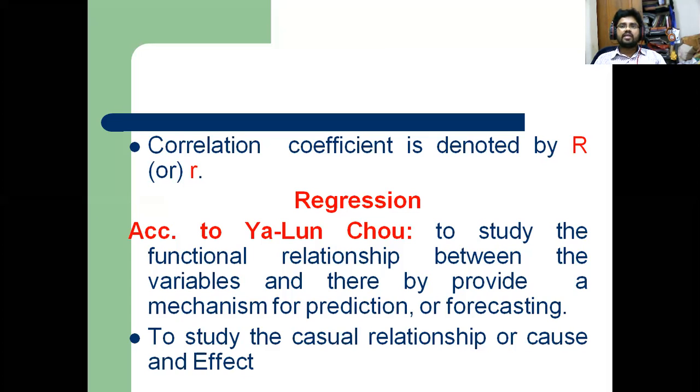So that is a small introduction to correlation. As you know, the correlation value lies between -1 and +1. Then we can come to know what is meant by regression.